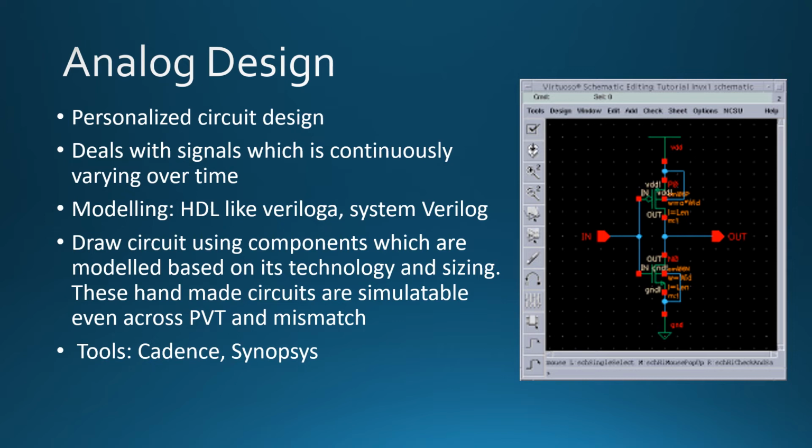So in this example, I showed an inverter, right? I instantiated a PMOS and an NMOS. I connected the gate terminals together. I connected the drain and source of the NMOS and PMOS and took out the output, right? So this is essentially how we can build a larger circuit also. The tools which support this are Cadence, Synopsys, all these EDA tools which support this analog design.